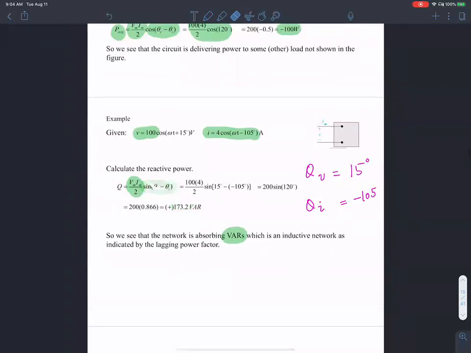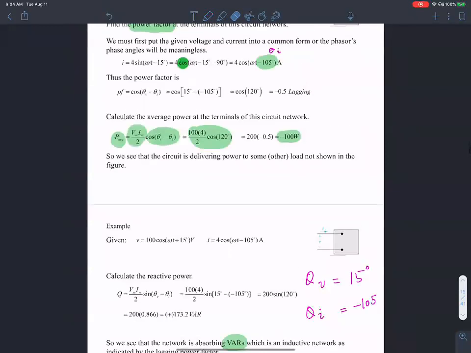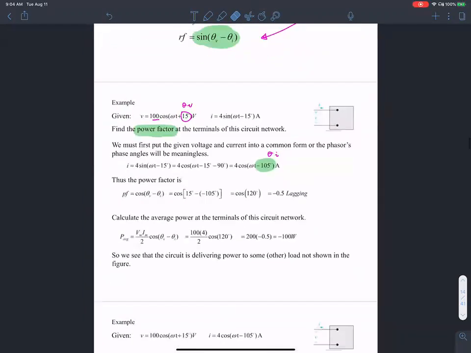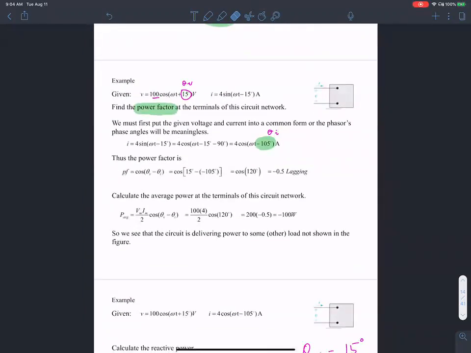Let me see if I can clean this up a bit. I have a tendency to overmark my circuits. That's theta I. Power factor is cosine of theta V minus theta I.